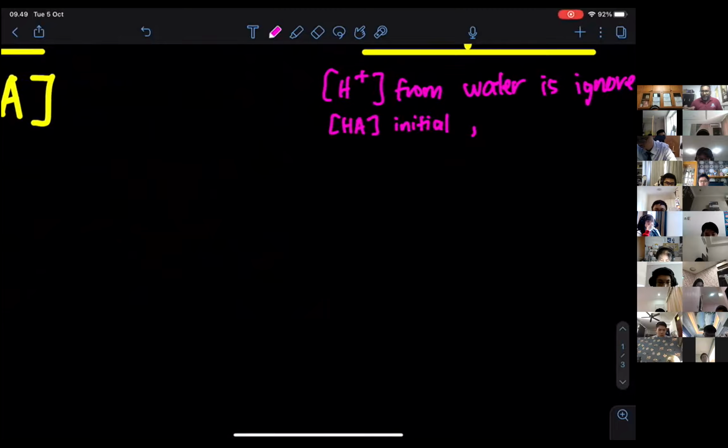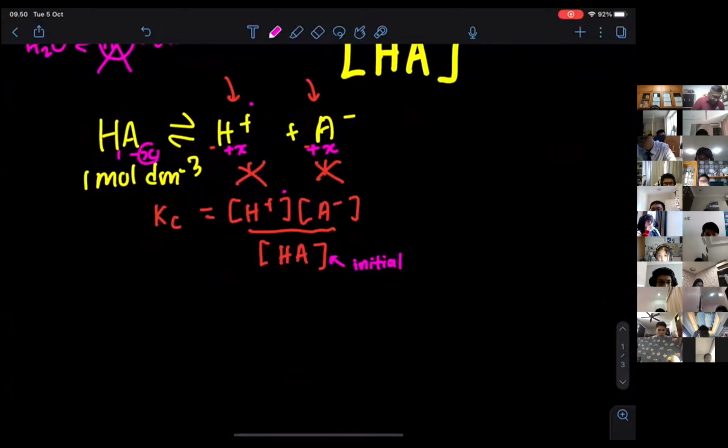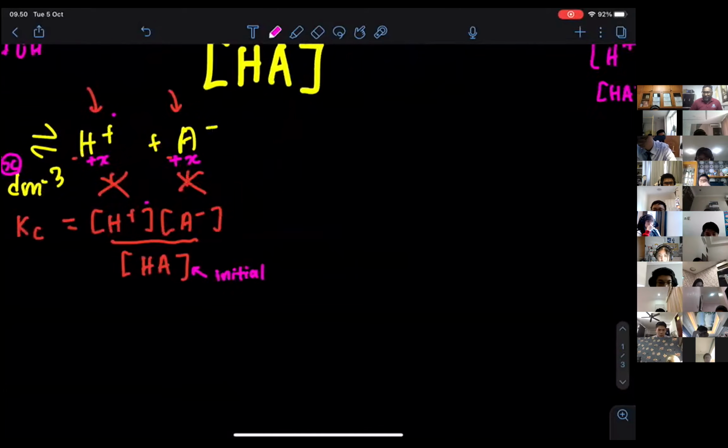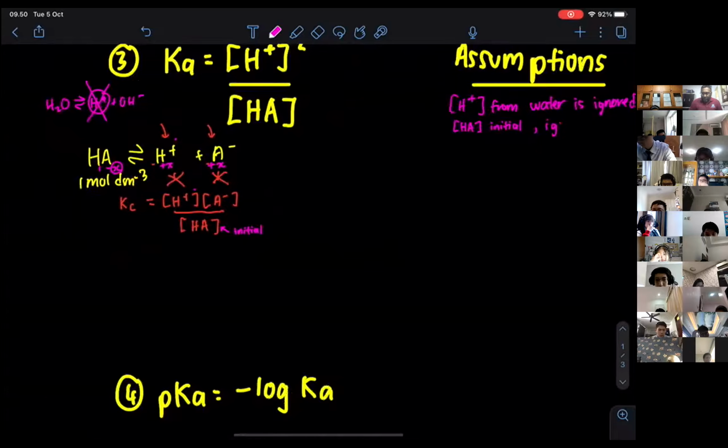Okay, until we ignore what? We ignore the X. It means I'm going to use the initial concentration of the acid. So ignore the dissociation. So these are going to be the two main assumptions that we use for this formula.